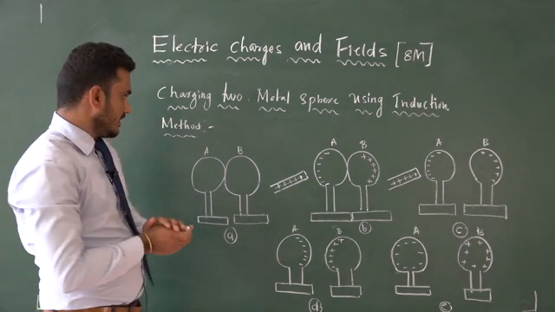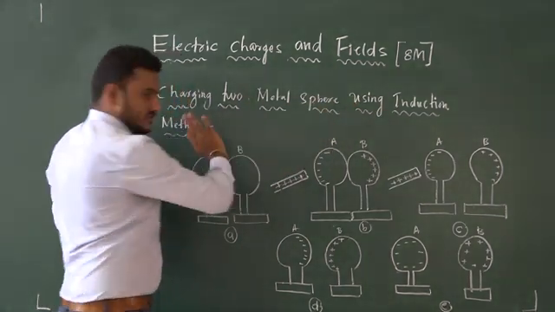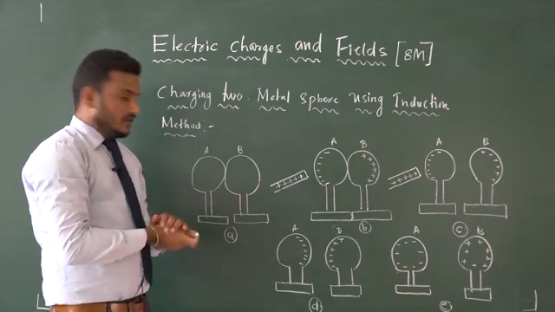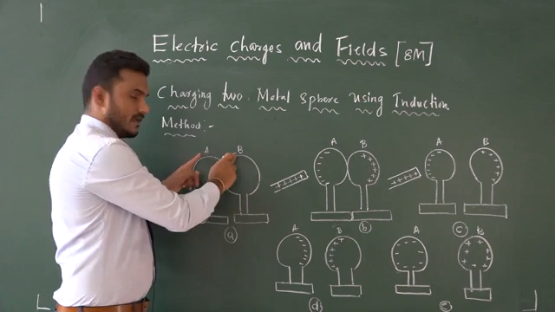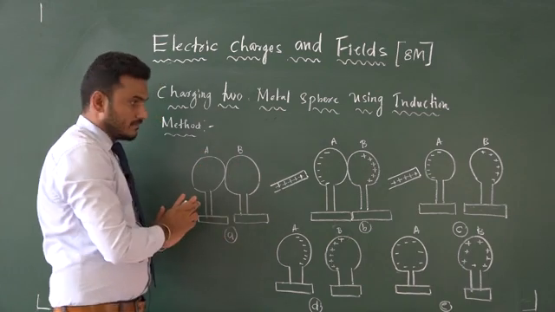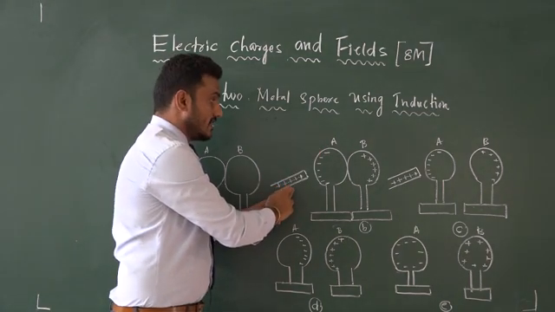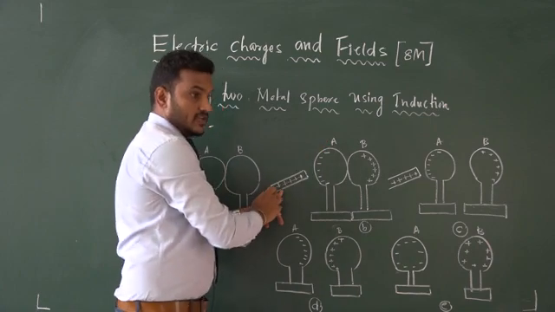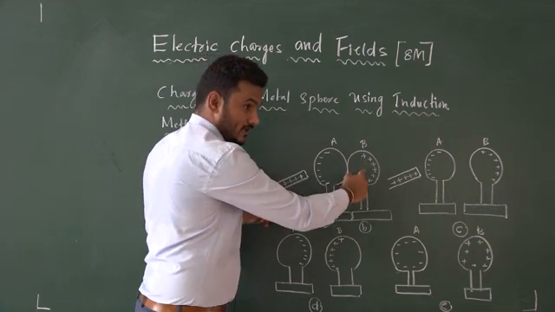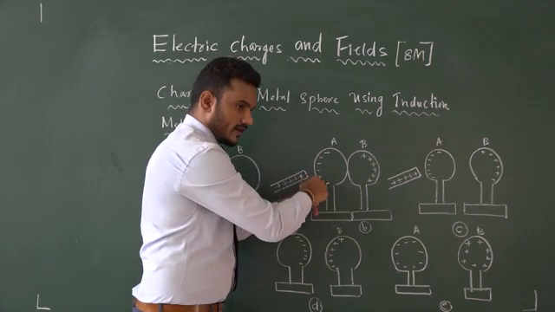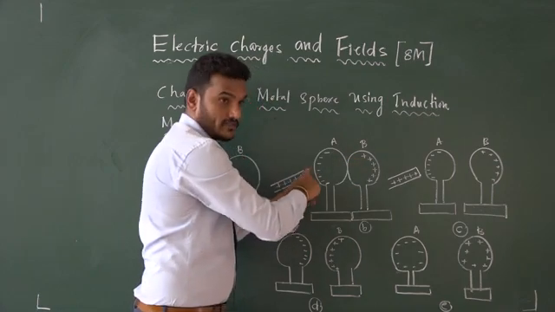I repeat from the beginning. Here we are discussing charging two metal spheres using the induction method. To explain this, I consider two metal spheres, namely A and B, supported by insulating stands. Now I am going to bring a positively charged rod near to metal sphere A. So the free electrons present in metal sphere A as well as B move towards the rod due to the force of attraction. Then the positive charges move away from the rod due to the force of repulsion.